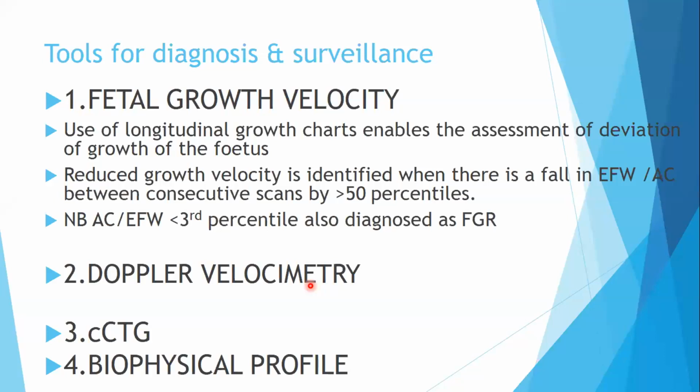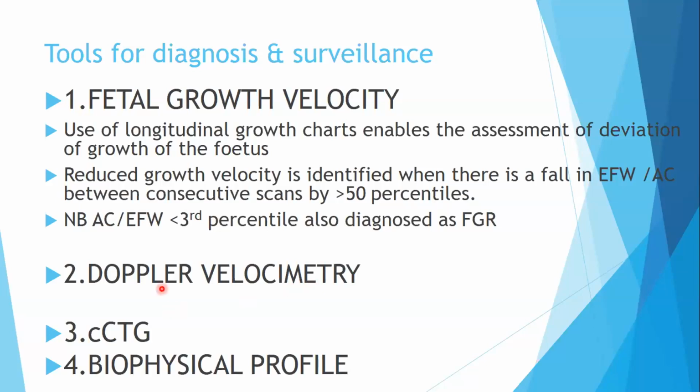You measure a baby today, and then they're on the 90th centile or 70th centile, for example. And then after 2 or more weeks, you remeasure, and you find that the baby is on the 20th percentile. Then this baby has fallen off its growth by more than 50 percentiles. So this should trigger investigations to find out if this baby is really growth restricted.